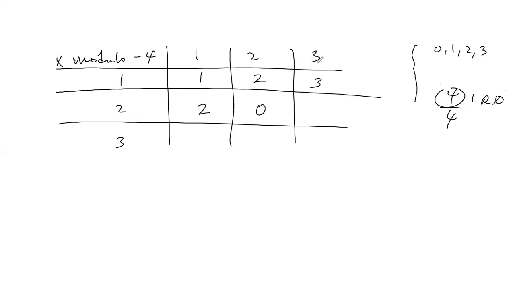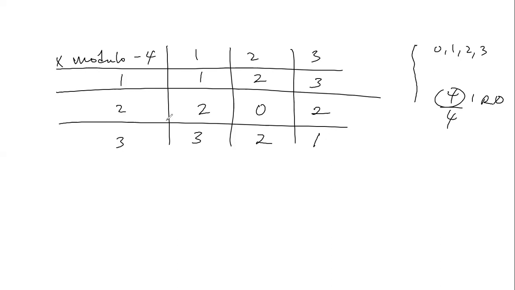Now, 2 times 3 is what? 6. So what's going to be the answer here? 1 remainder 2, so 2 is the answer. So 3 times 1 is 3. 3 times 2 is 2. 2 goes in there. 3 times 3 is 9. 9 divided by 4 is 2 remainder 1. So the answer is 1.